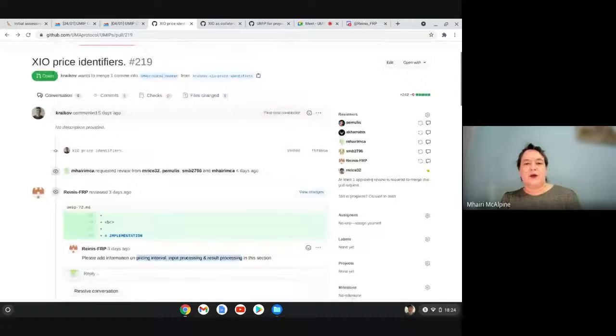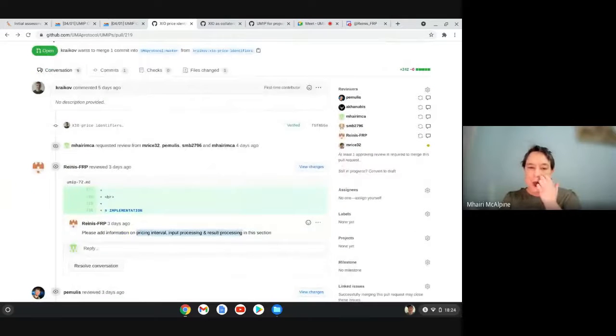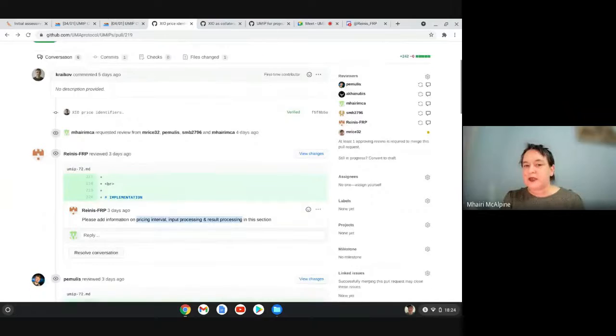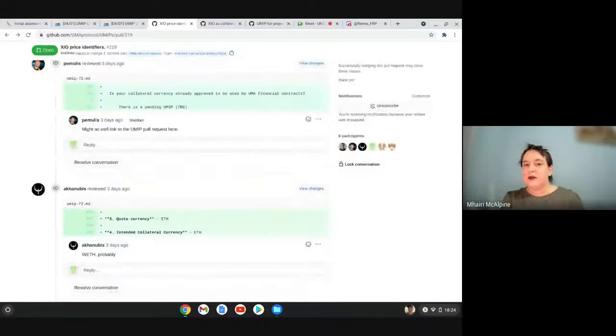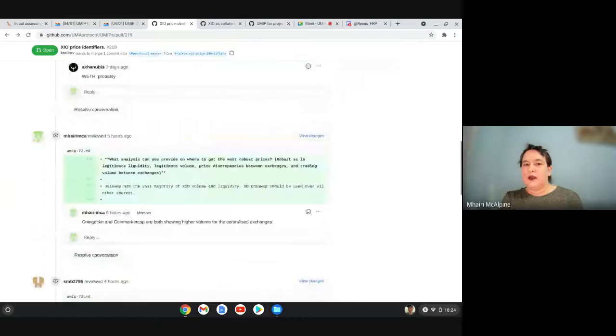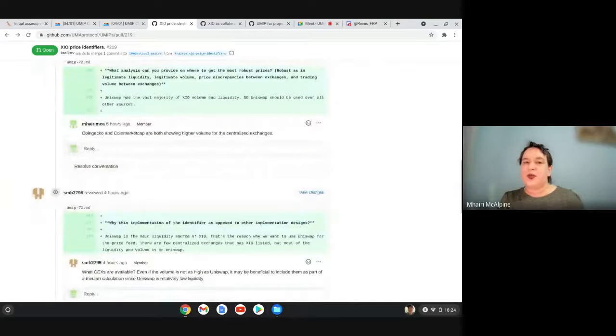Okay, we've got questions on pricing interval, input processing, results processing. And then there's also questions around the sources, because CoinGecko and CoinMarketCap are showing quite high volumes on Who and Bilaxi, which aren't exchanges I'm particularly familiar with.